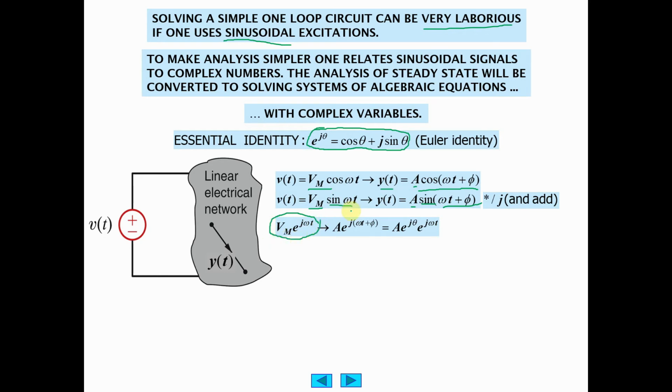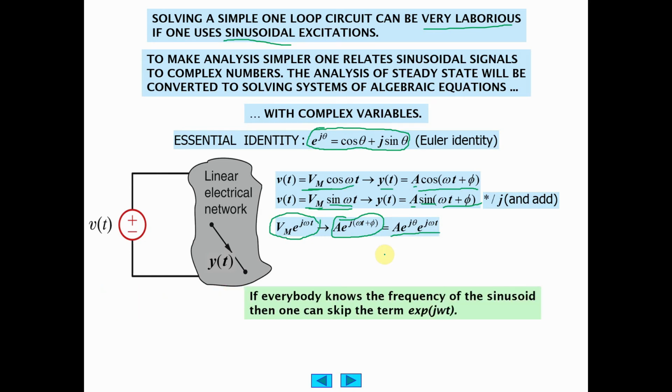Vm e to the j omega t. So the imaginary part takes care of the sines, and the real part takes care of the cosines. And the response can similarly be rewritten like so. And then this will factor out when we make equations. Actually, when you look at the magnitude, the amplitude, you can write it like this. The leading factor, where's the leading factor? This factor right here. You can write it like this instead.